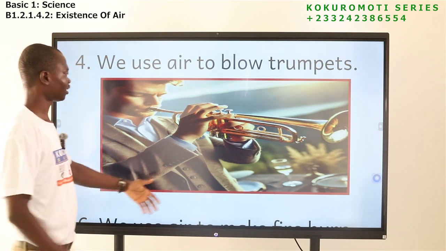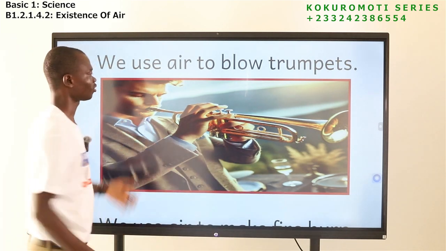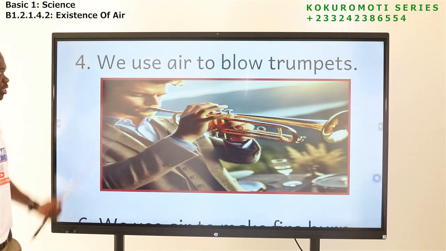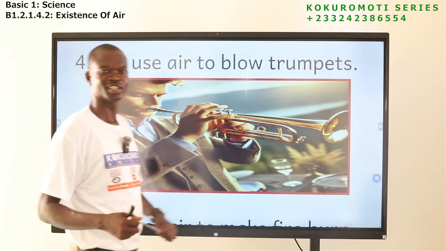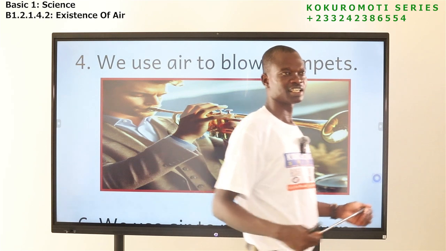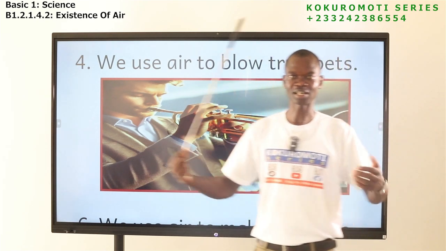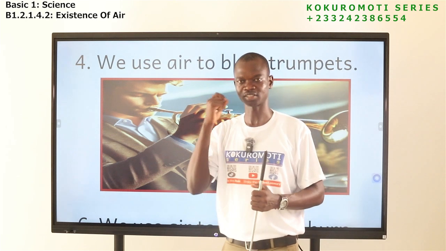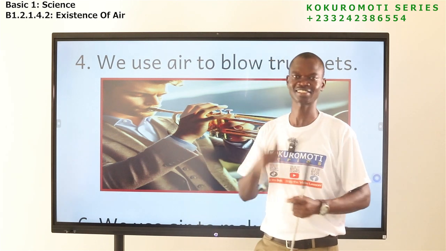There is a man here. There is something here. What's the name of this? Trumpet. And the man is what? Blowing trumpet. So you go to church, at programs and other places, you see people playing drums and then blowing what? Trumpet, and then singing.